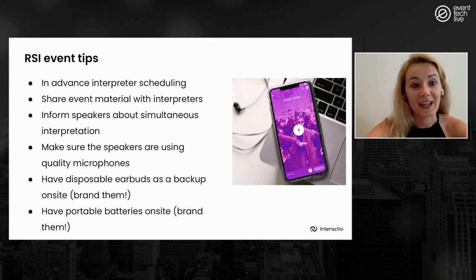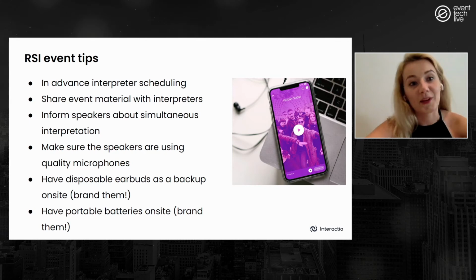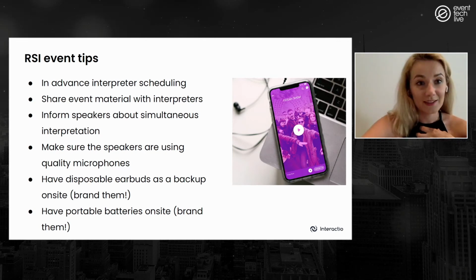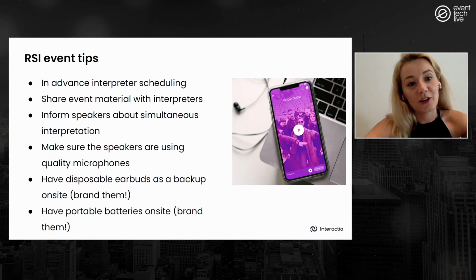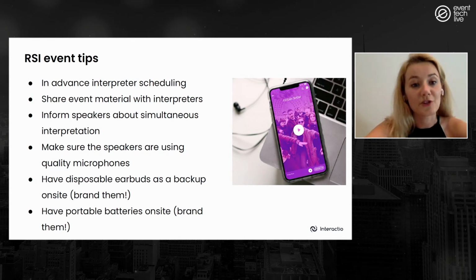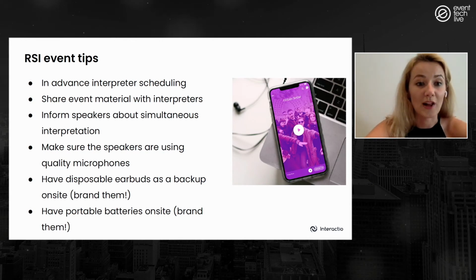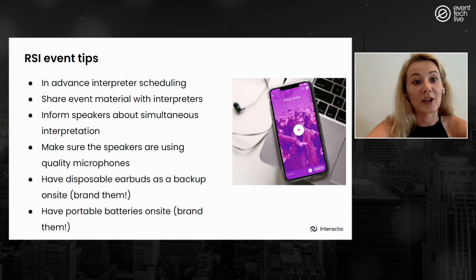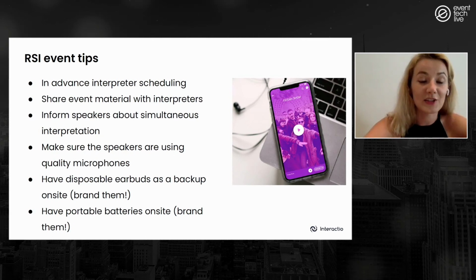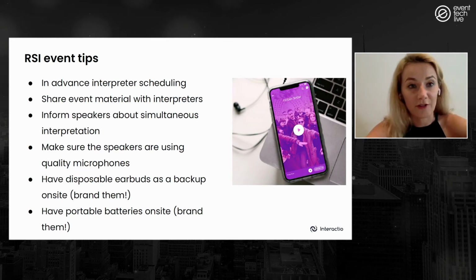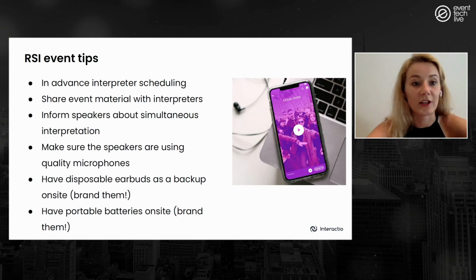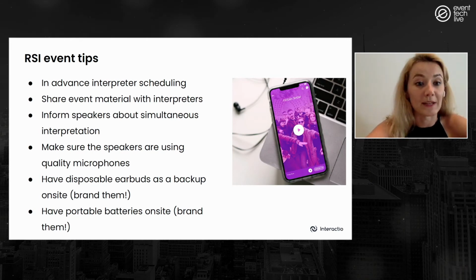Informing speakers about simultaneous interpretation could help, because if I knew I was being interpreted, I may speak a little bit slower. I may articulate better. And then it also connects to the second one: make sure that the speakers are actually using quality microphones. Very often interpreters cannot do their quality job if external microphones are not used, if just a laptop microphone is used for online meetings.